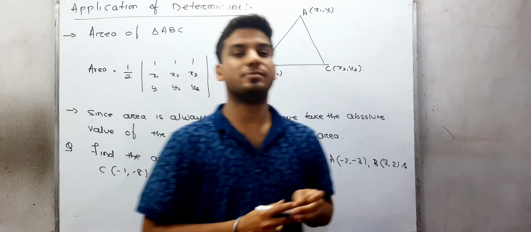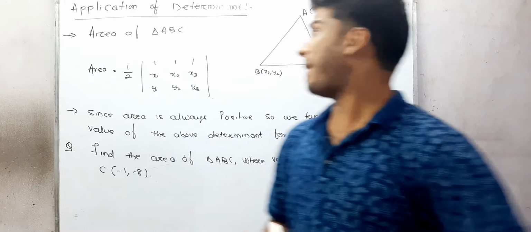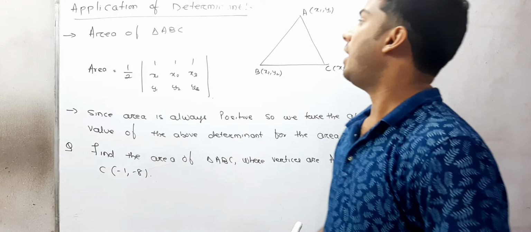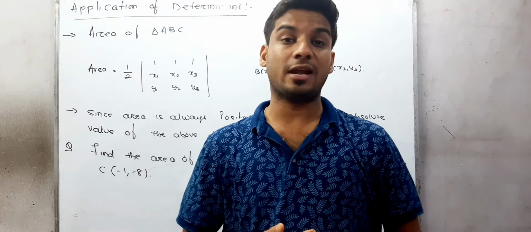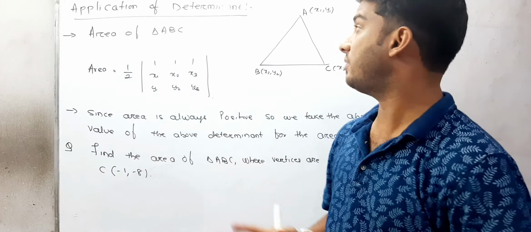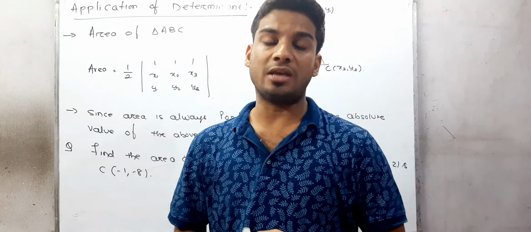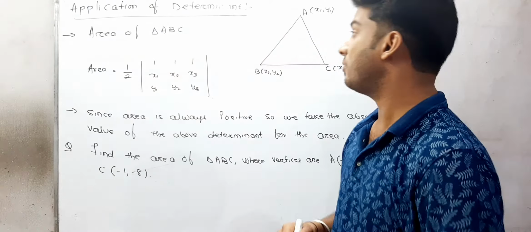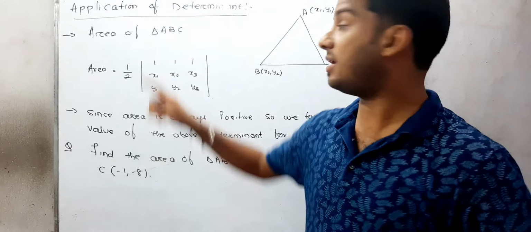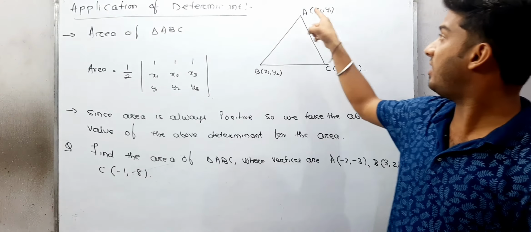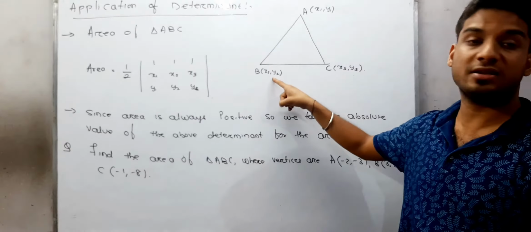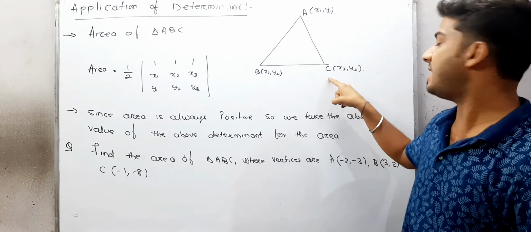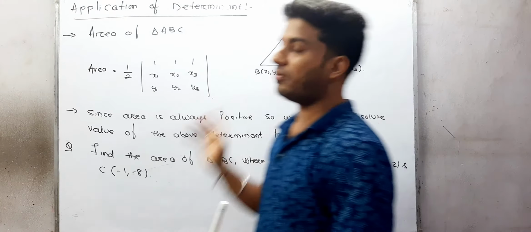Hello friends, this is Mukesh Zanka coming back to the IMP, and in today's lecture we'll see the application of determinants. There is one application in the determinant chapter for this syllabus, that is the area of the triangle ABC, where A has vertices x1, y1, B has vertices x2, y2, and C has vertices x3, y3.